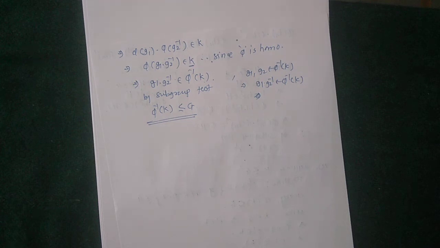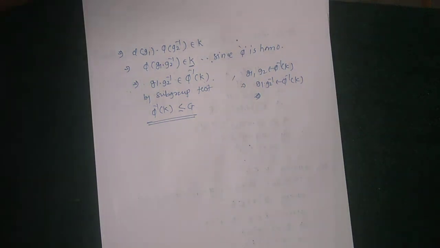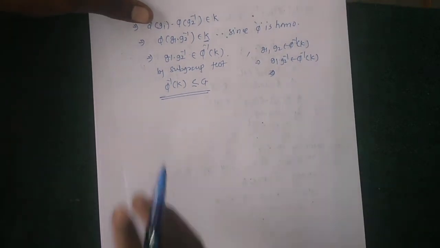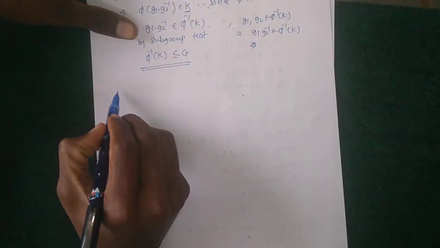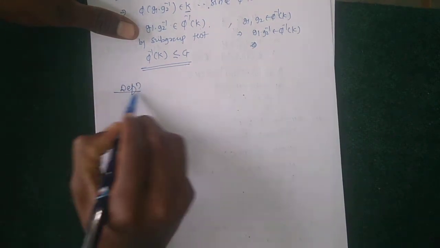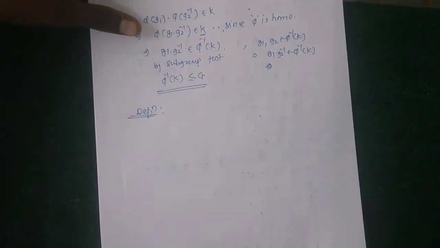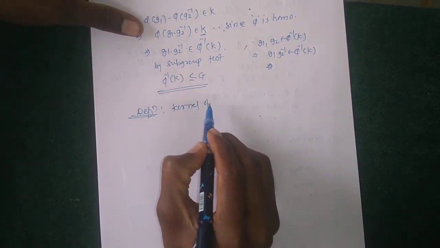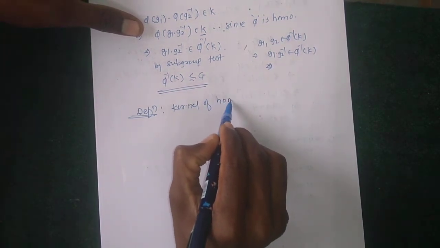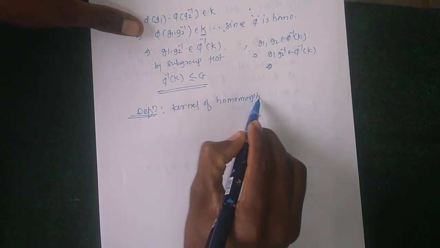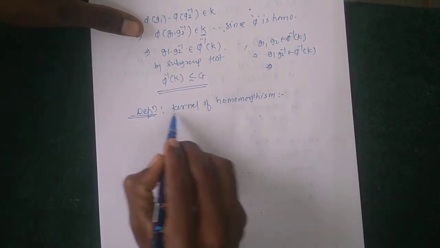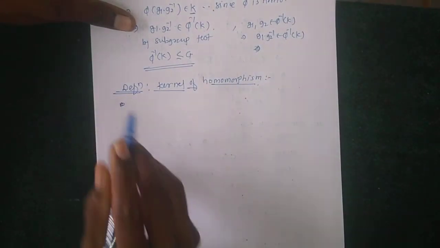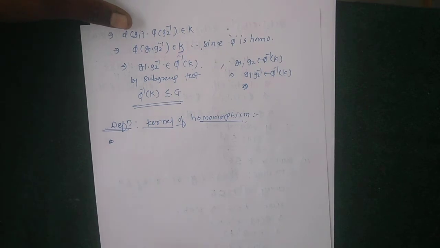Today we are going to discuss the next definition: the definition of homomorphism. So next, the definition is the kernel of homomorphism. Kernel of homomorphism. Okay. Definition: kernel of homomorphism.